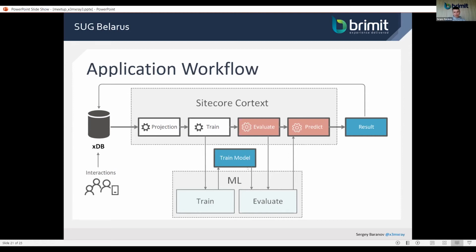In my demo, I use a separate machine learning server. We train our model, save it, then evaluate it and calculate accuracy, and then we go through all of our contacts, pass information about each of our contacts through this trained model, and calculate the RFM value and cluster for each customer. And as a result, save it back in the customer facet.